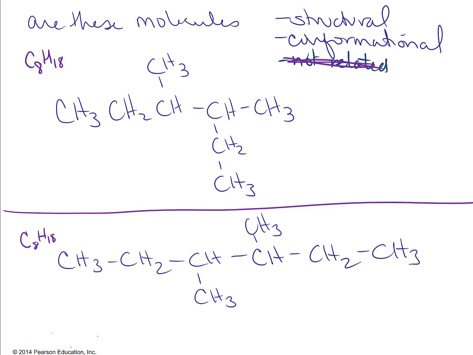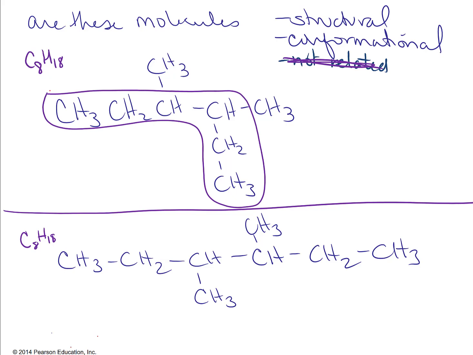So the next trick is to name them. What is the longest carbon chain in the top one? 6. And where will you start? From the far left and go down to the bottom. Okay, so if it's 6, that makes it a hexane.